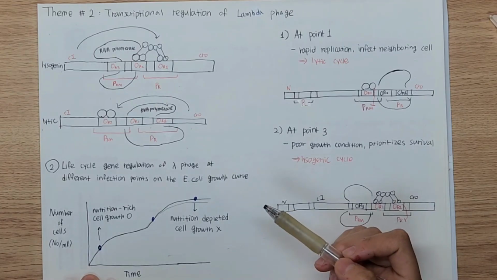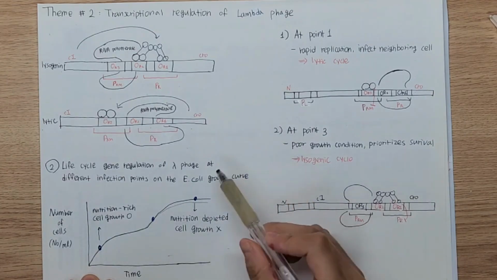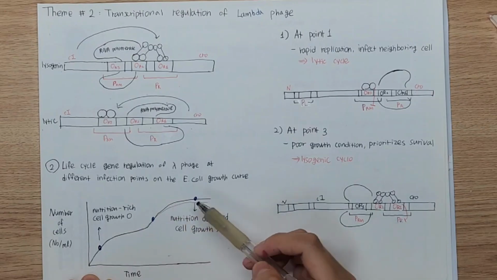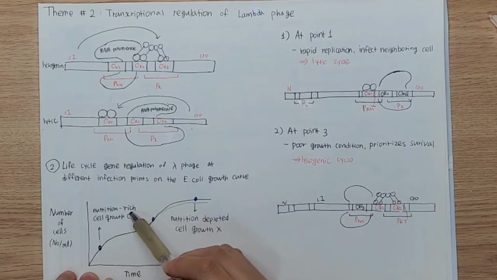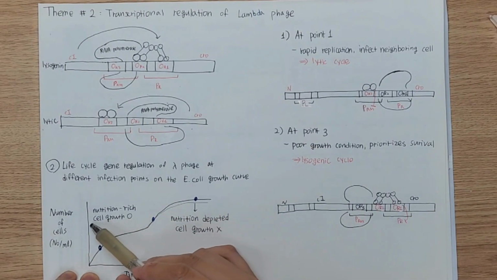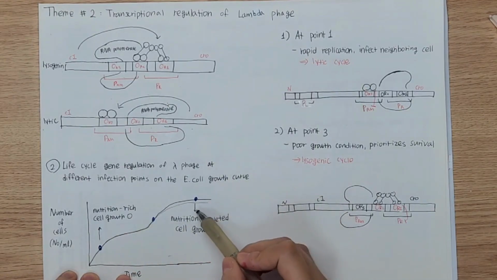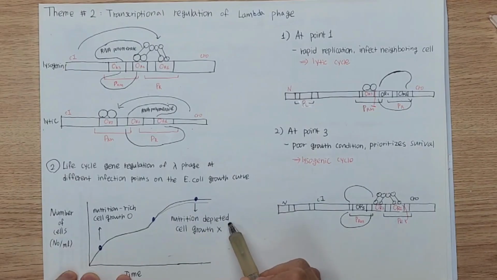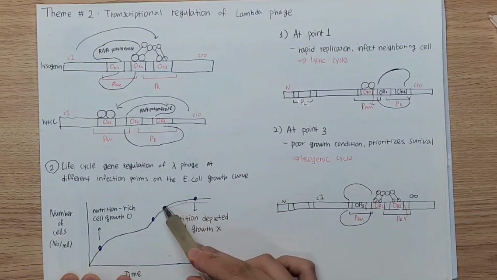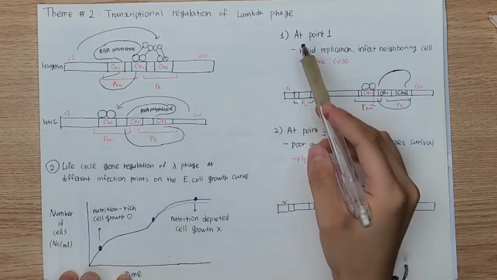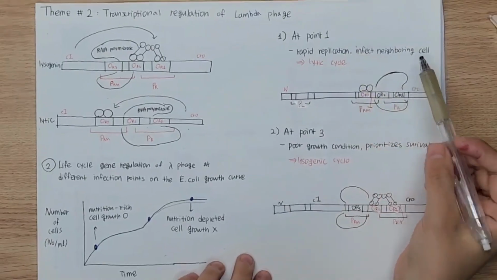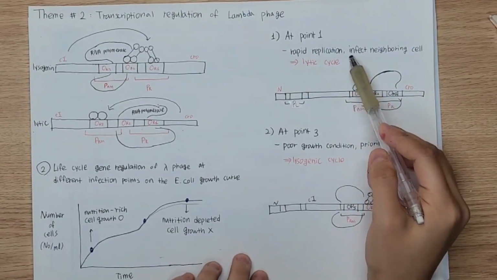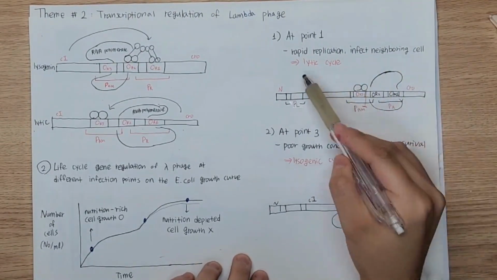Based on the E. coli growth curve, let us consider phage infection at points 1 and 3. Point 1 represents a nutrient-rich environment with abundant glucose, favorable for rapid E. coli growth. Point 3 represents a nutrient-depleted environment with both glucose and lactose exhausted, where cell growth is minimal and cell numbers remain stable.